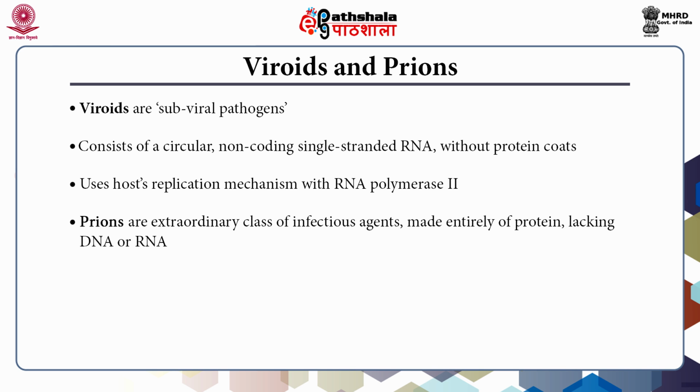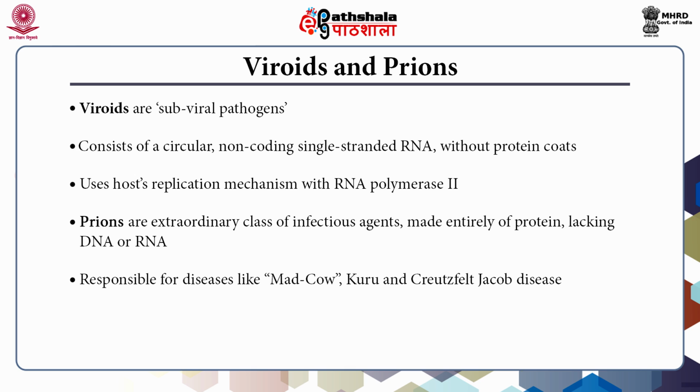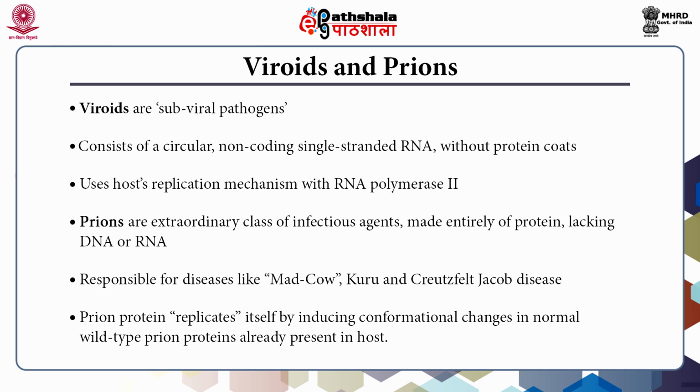Prions are actually an extraordinary class of infectious agent made entirely of protein, lacking DNA and RNA. So, you see that if the RNA part is there, it is a viroid, but if the RNA part is not there and the protein is infectious, it is a prion. Many important and killer diseases like mad cow, Kuru and Creutzfeldt-Jakob disease are caused by prions. Prion proteins replicate themselves by inducing conformational changes in normal wild type prion proteins which are already present in the host.